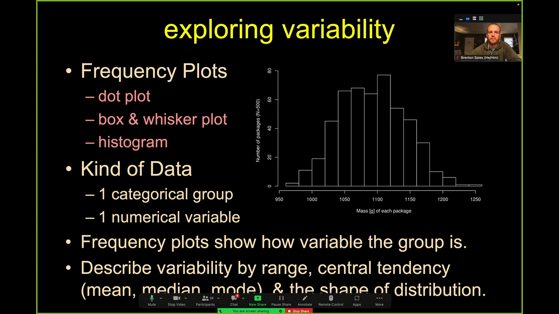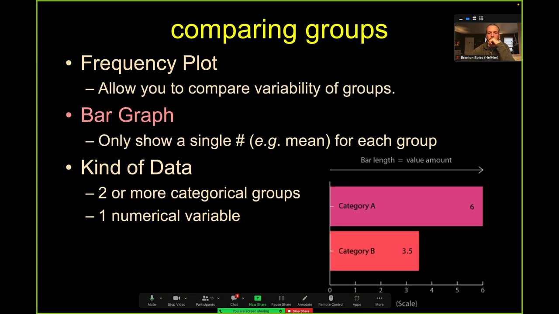If you are trying to look at variability and you're trying to communicate variability, you should think about something like a dot plot, a box and whisker, or a histogram. And those are really good when we have a categorical variable and a numerical variable. We want to compare groups.